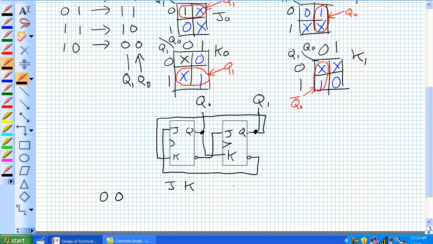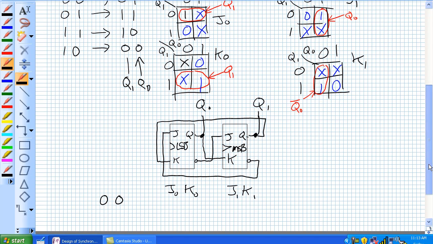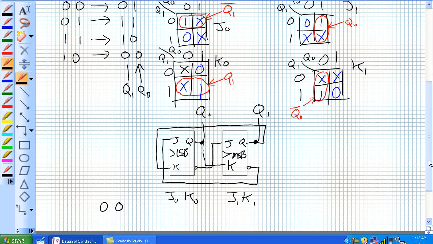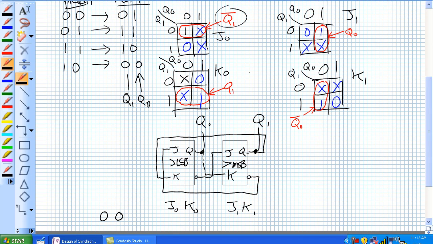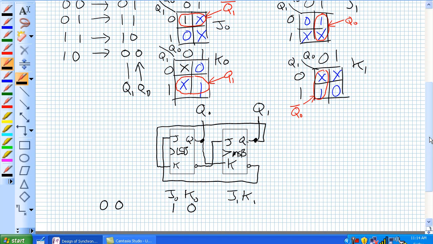So for stage 0, and then stage 1, the MSB. Given present state 0 and 0, what are the JK flip-flop inputs for our LSB stage? Well, let's look at the logic that we developed. I know you could follow the wires around, but that would be confusing. Let's just look right here. It's not Q1 and Q1. So a not Q1 is a 1, and a Q1 is a 0.